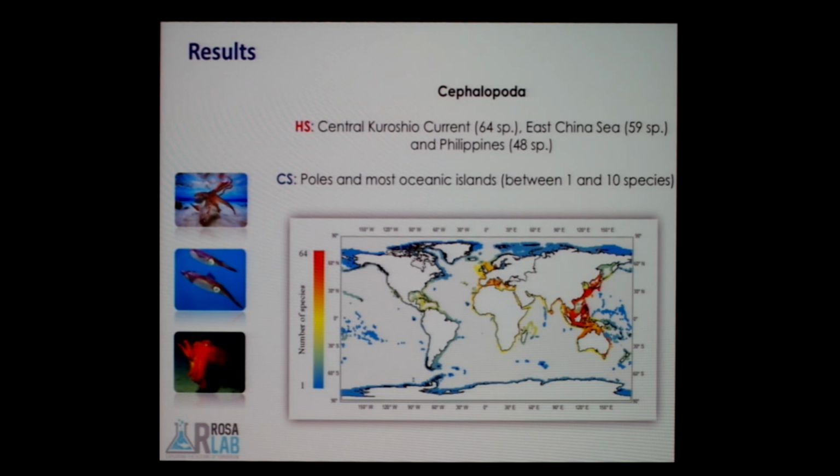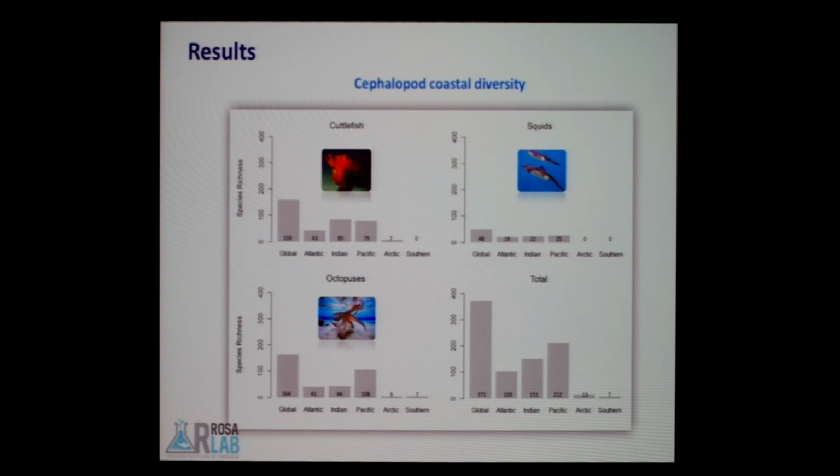So, joining everything together, not surprisingly, we have this area of coastal diversity. Again, this is coastal diversity. So, Central Indo-Pacific ecoregions with 64 species, East China Sea with 59, Philippines with 48 species. The poles and the most oceanic islands range between 1 and 10 species. Alright, so this is the overall that we got from this database.